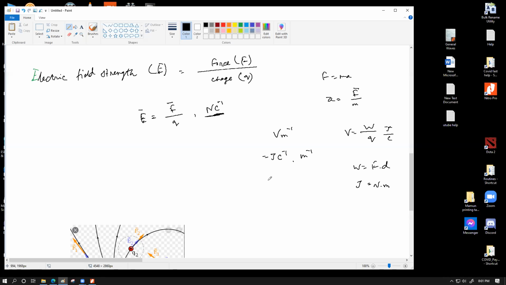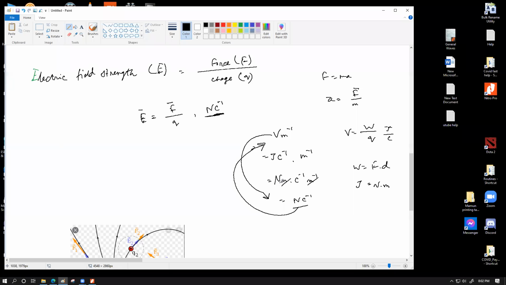So I'm going to replace that over here. I'm going to write Newton meter per coulomb per meter. So meter and per meter cross out each other, and we only get Newton per coulomb. This is the basic conversion from volt per meter into Newton per coulomb. This is the easier conversion. Going from Newton per coulomb to volt per meter is basically the reverse process.